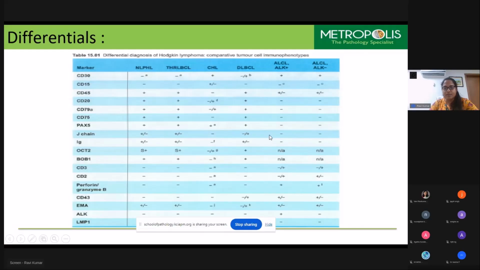This is a tabular column that I have taken from WHO. So they give the panel of markers that you can use to differentiate from nodular lymphocyte predominant. And there is that new type that is coming up right now, that is T cell and histiocyte-rich large B cell lymphoma, then DLBCL, ALCL, ALK positive and ALK negative.